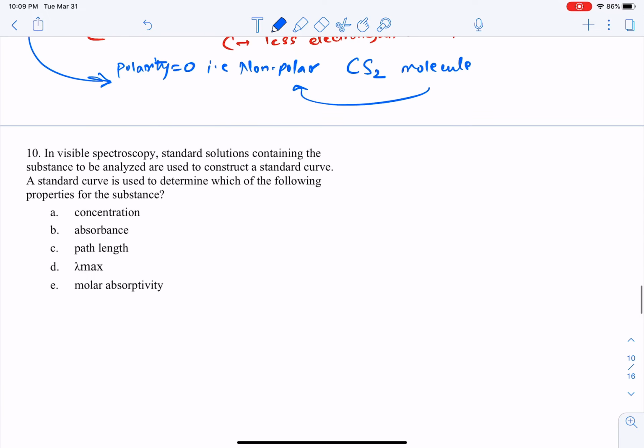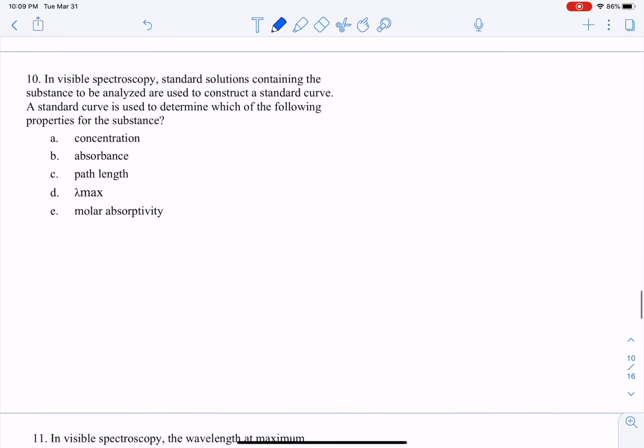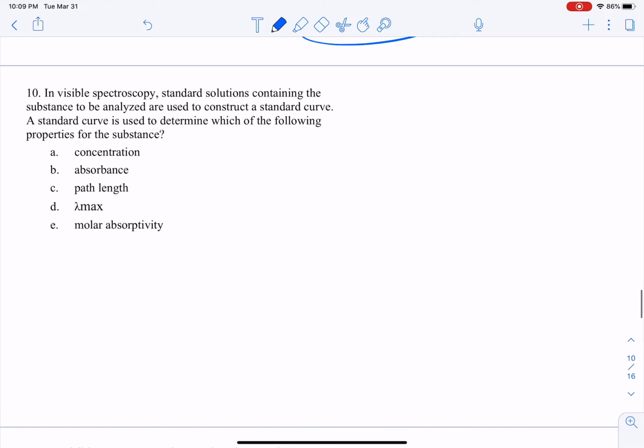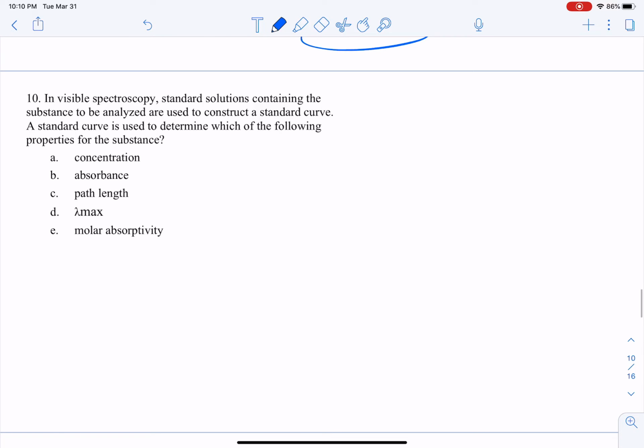So next question. Now we are moving into spectroscopy, something you did 2-3 weeks back. Let's read it. In visible spectroscopy, standard solutions containing the substance to be analyzed are used to construct standard curves. A standard curve is used to determine which of the following properties of the substance?